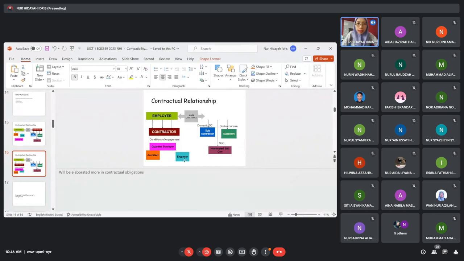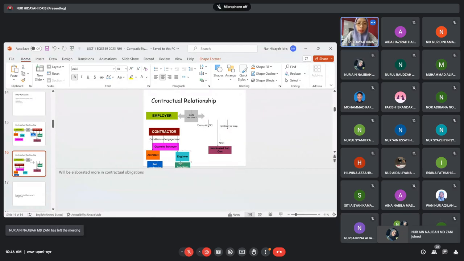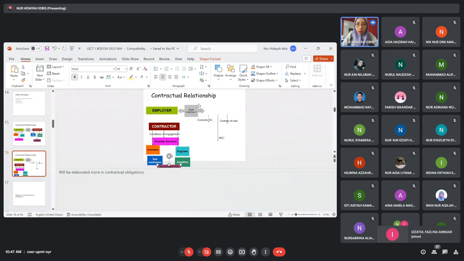Engineer, QS, architect, everyone will be under the contractor. In this case, who will design? Who will do the design? Okay, architect. Now where is the architect in design and build, if it's architect or engineer?